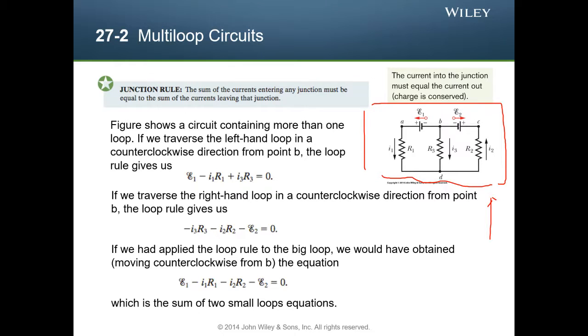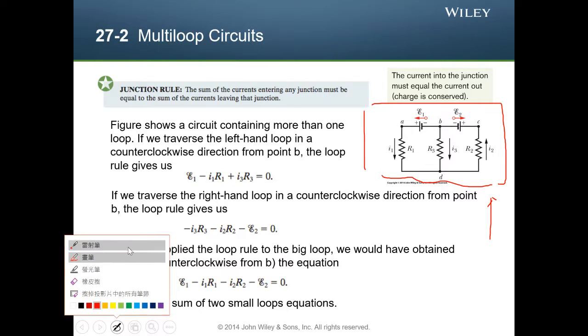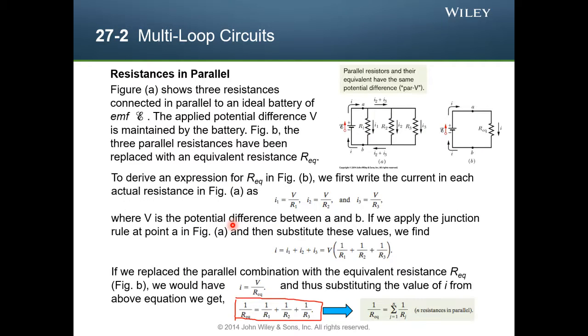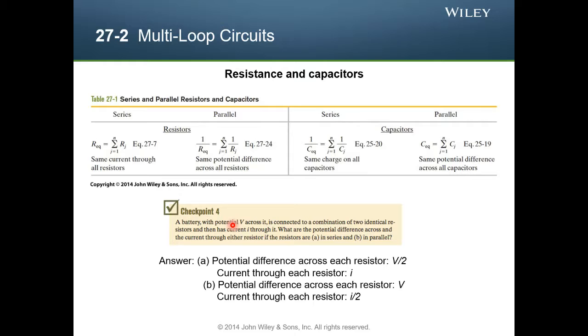So let's go back. Okay, let's come back here. Okay, it has a lot of equations. Okay, here it starts to talk about the capacitance.